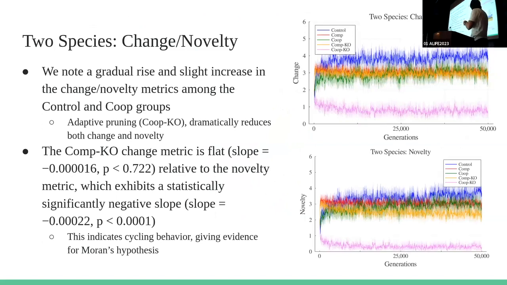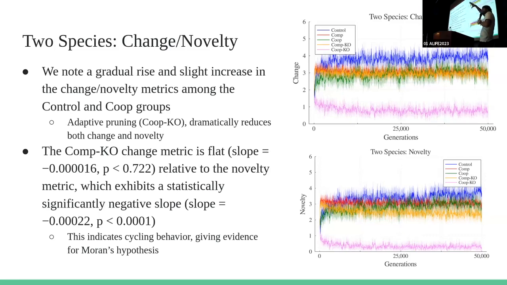So taking a look, we're just going to focus on the change and novelty metrics first for the two species ecosystems to check the hypothesis that convention chasing or strategy cycling was occurring. And so we can see that there's a slight rise among the control and co-op groups, which I hypothesize is because as they grow, the space of possible novelties tends to increase. But we notice, especially looking at those pink lines, that when we apply the adaptive pruning to the cooperative group, it dramatically reduces both change and novelty.